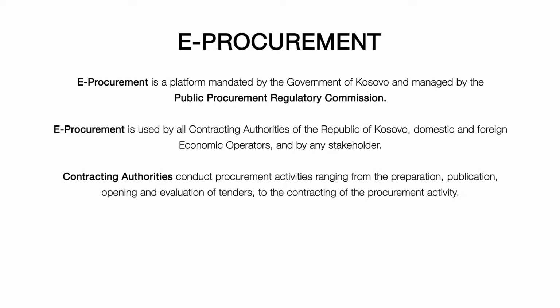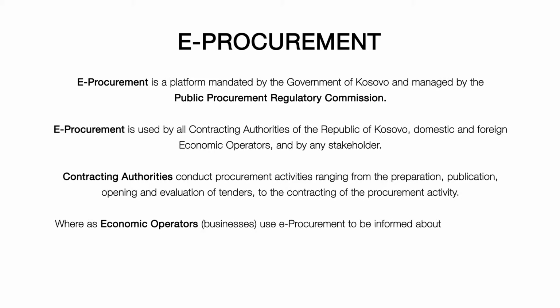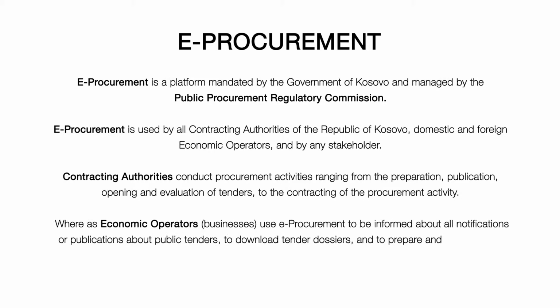Contracting authorities conduct procurement activities ranging from the preparation, publication, opening, and evaluation of tenders to the contracting of the procurement activity, whereas economic operators, businesses, use e-procurement to be informed about all notifications or publications about public tenders, to download tender dossiers, and to prepare and submit direct bids on the platform.